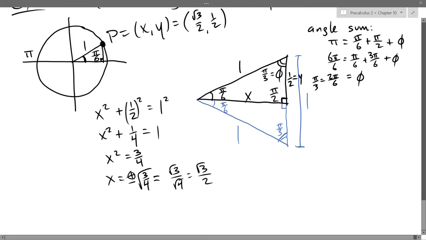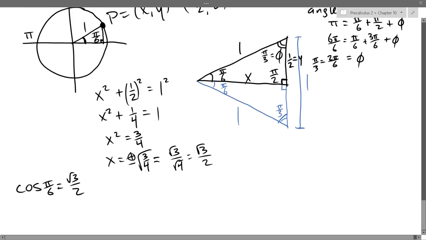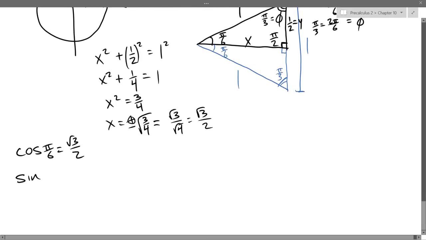So we have cos pi over 6 is square root 3 over 2. Sine is 1/2. And tangent, we'll need to do a little reduction. Whenever you have a tangent, you're generally going to have fractions of fractions, so you're going to have to do some reduction.